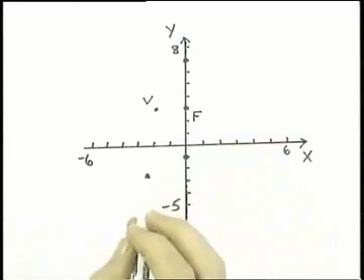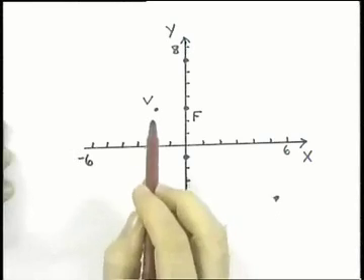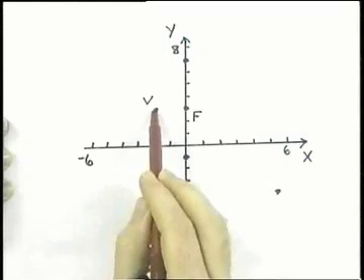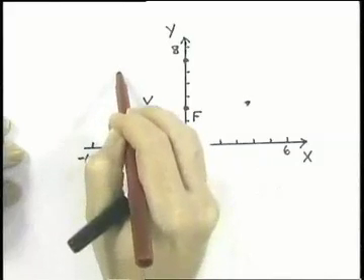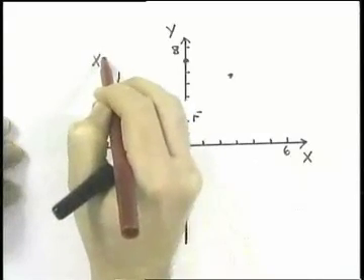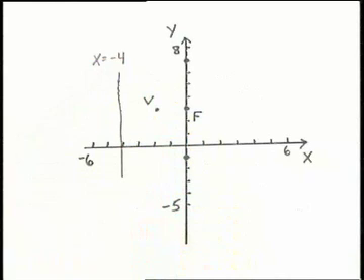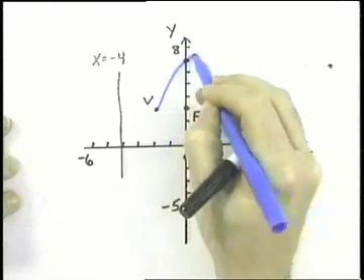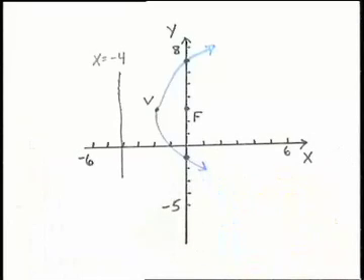Finally, we have to figure out what the directrix is. Well, the directrix is going to be a vertical line, and it's going to be a vertical line that's 2 units to the left of the vertex. What does that vertical line have as an equation? Well, the equation is going to be x equals negative 4. Finally, I'm going to use the vertex along with the 2 points that comprise the latus rectum to draw in my graph. So here we go, right there, and right there, and we have a nice graph.